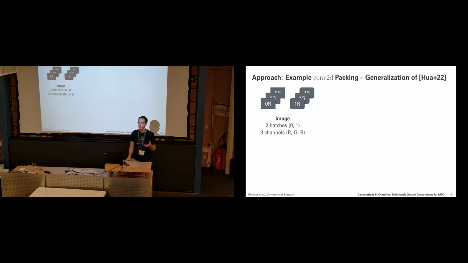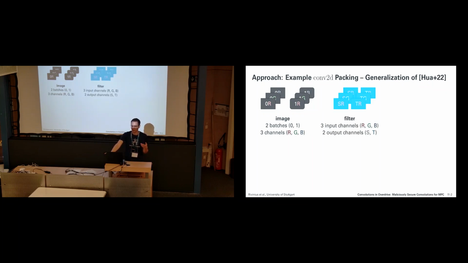But you can do it also for more complex operations in machine learning, so-called 2D convolutions, where you have potentially a lot of batches of images. Then for every batch, you have like different channels. Think of red, green, blue of images.